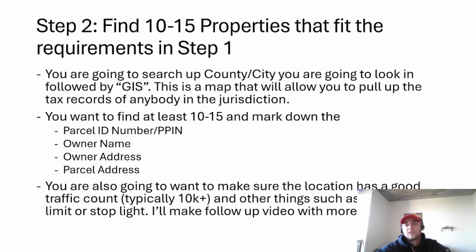So step two is going to be finding about 10 to 15 properties that fit the requirements of step one. Once you get a really, really good idea of the distance that you have to be, the sizes that you can build, where you can build, the zonings that you can build if you're in the county or city, you're going to look up the county slash city that you're going to want to build in, followed by GIS. This is going to get the Geographic Information Systems. This is just a map that contains tax records and parcel boundaries that allows you to pull up who owns what properties. So you want to find 10 to 15 properties that fit the criteria, and you want to mark down the parcel ID number or PPIN, the owner name, owner address, and parcel address.